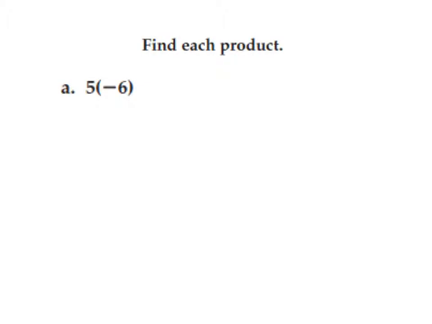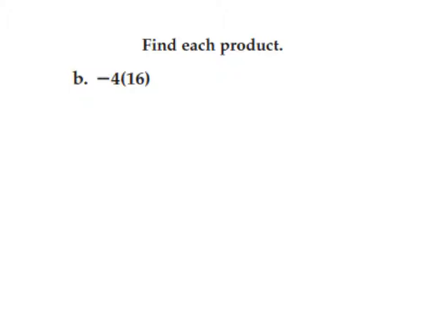Our first problem finds the directions stating find each product. In problem A, we have 5 times negative 6. With 5 times 6, we know the answer is 30. And we know that the signs are opposite. We have a positive sign and a negative sign. So our answer will be a negative. And that is the answer.